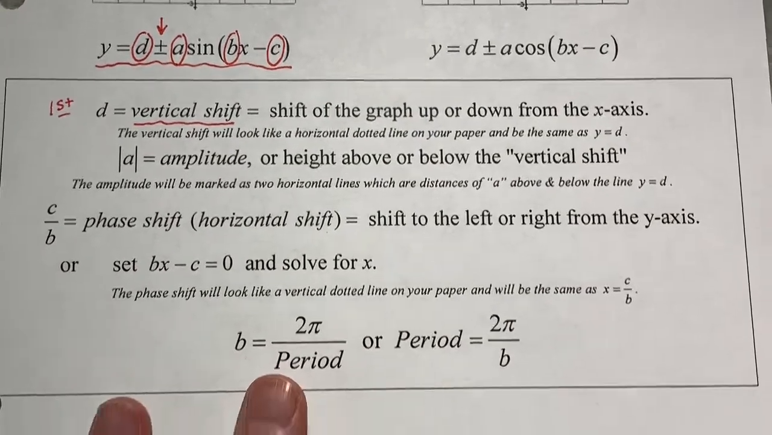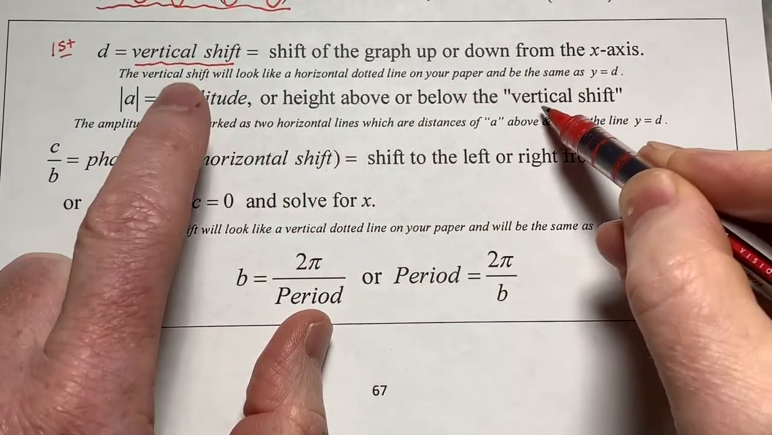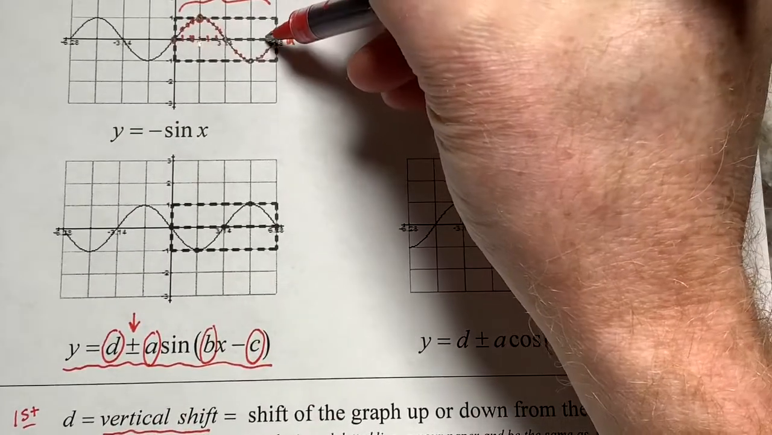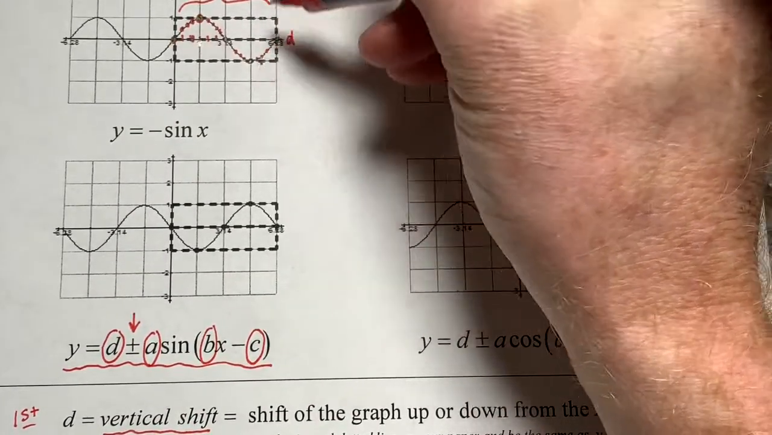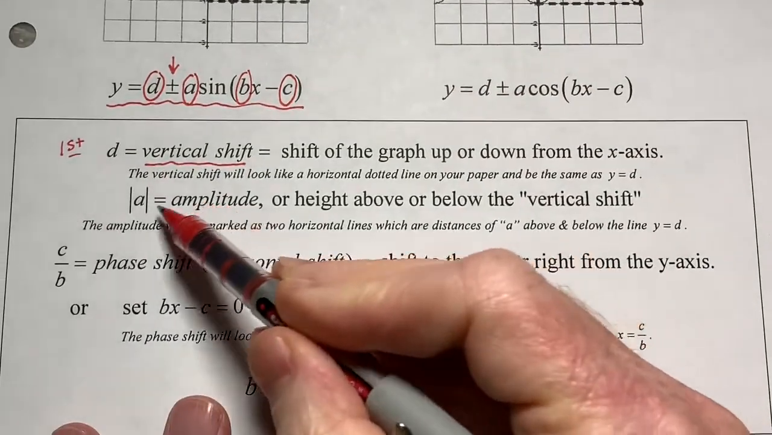Next thing is the amplitude. The amplitude is how high or low the graph goes above or below the vertical shift. So you can see here from this, I went up 1 and down 1. That's because there was a 1 in front of the sine curve. The 1 is the amplitude. That's like the A value.